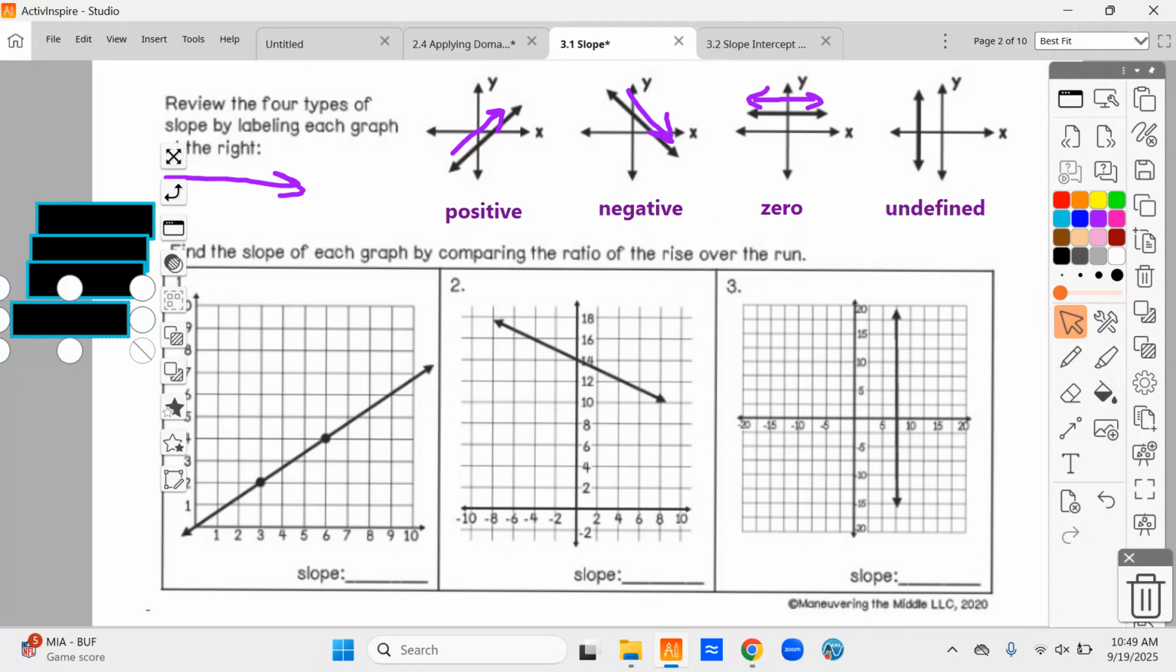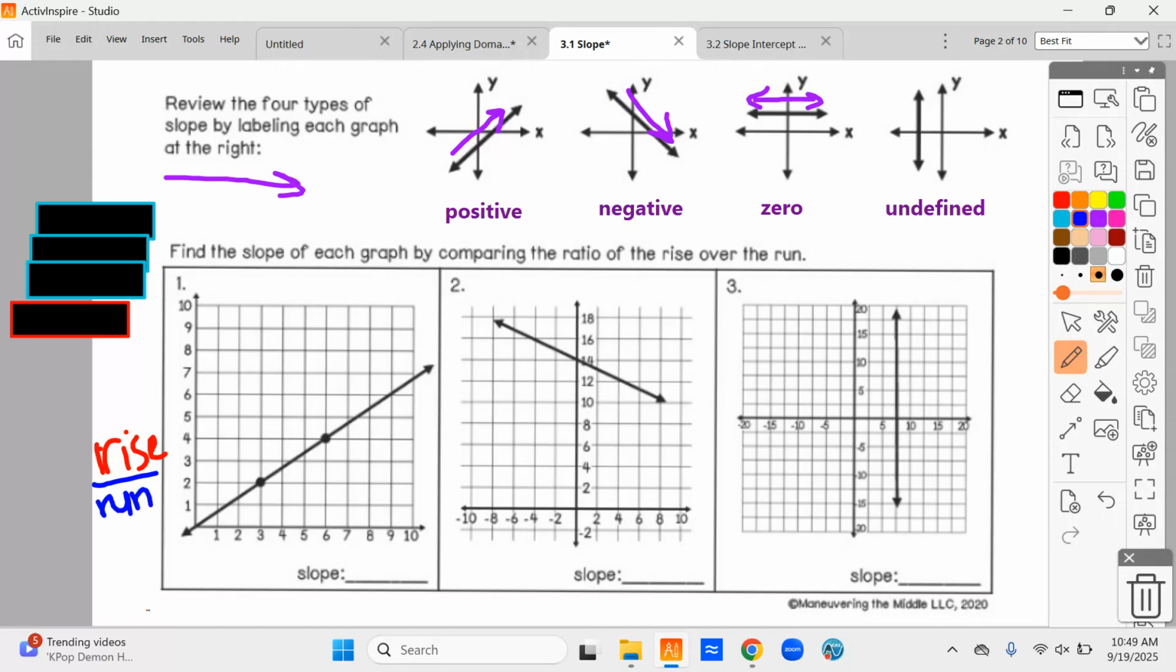Now, when we actually go to find the slope, we are focused on rise over run. So I'm thinking about the change of my y and the change of my x. So rise is my numerator, and run is my denominator, okay? So if I find 2 perfect points on the graph, like you see here, I have a point here at 3, 2, and I have a point here at 6, 4, then I need to focus on how many do I have to go up and how many do I have to go over to get to the next point.